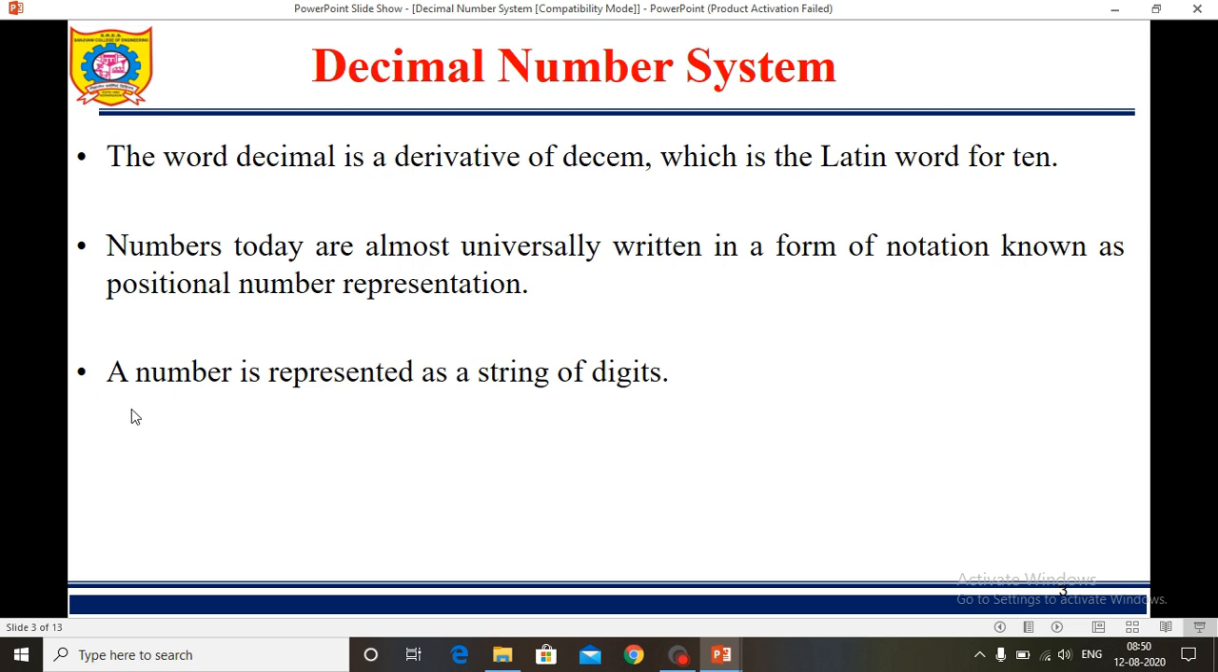Fine. Next is that a number is represented as a string of digits. String of digits means what? If I want to represent 1245, how will I write it? 1, 2, 4, 5, right? It becomes a string, I am writing it all together. When I am writing it normally, I am writing it in the fashion 1, 2, 4, 5. It means it is a string of digits, right?